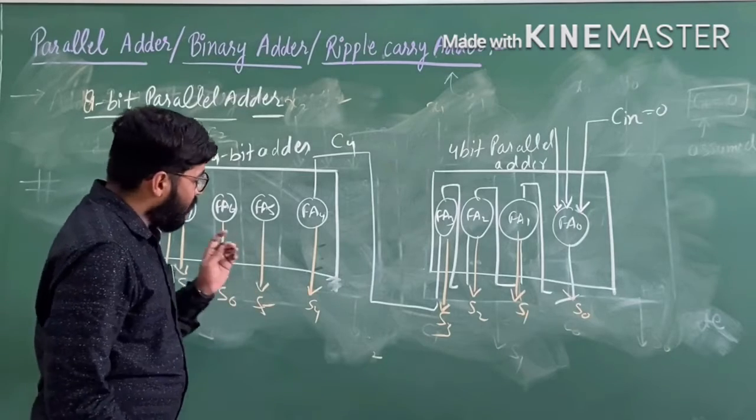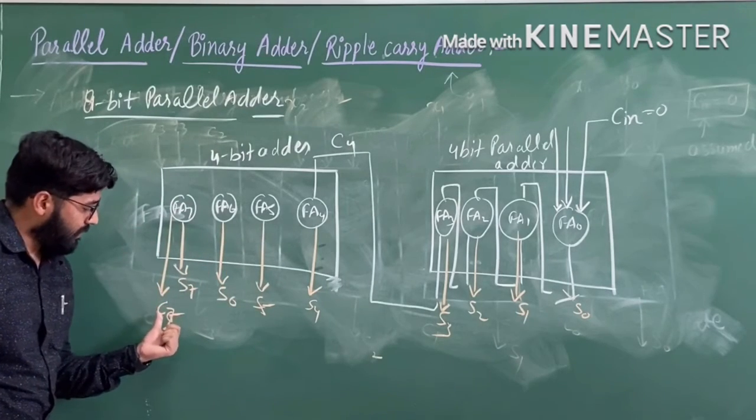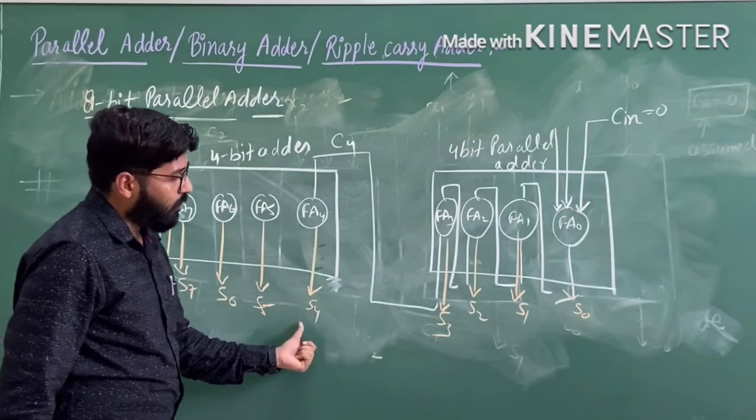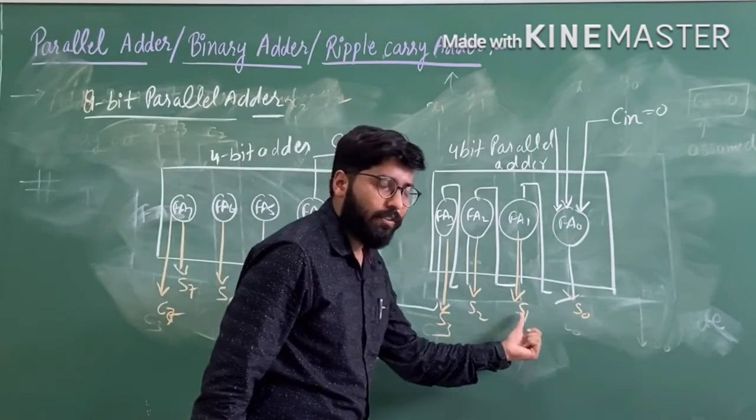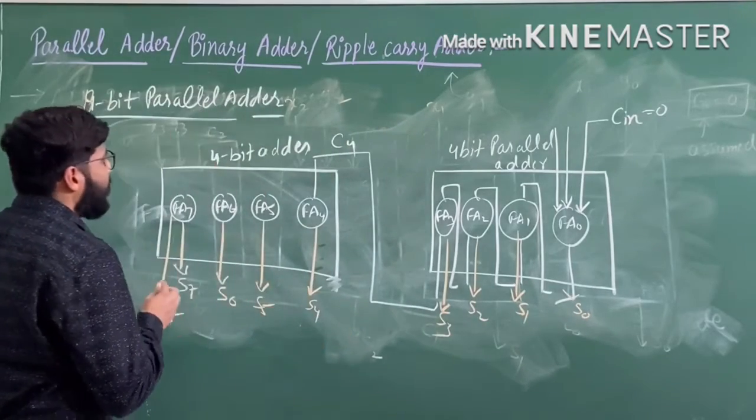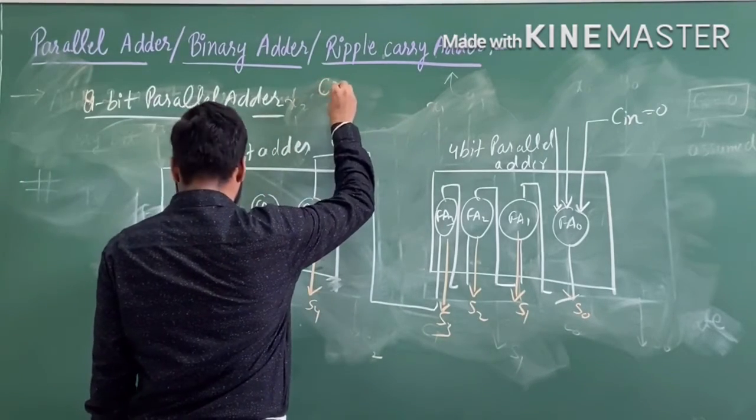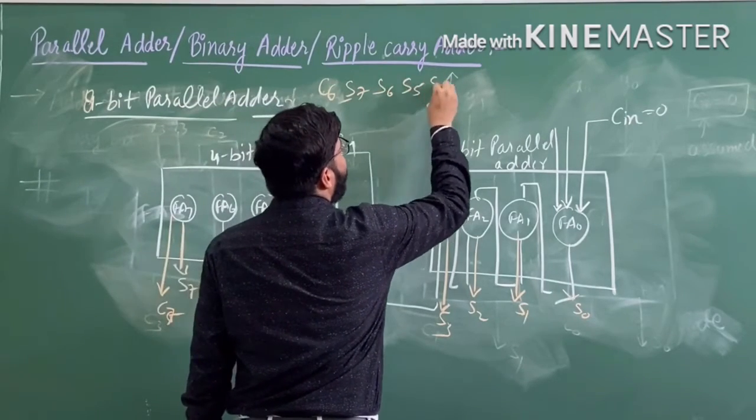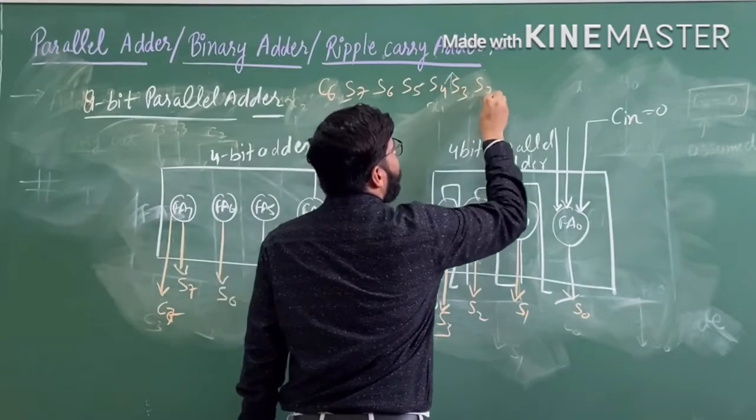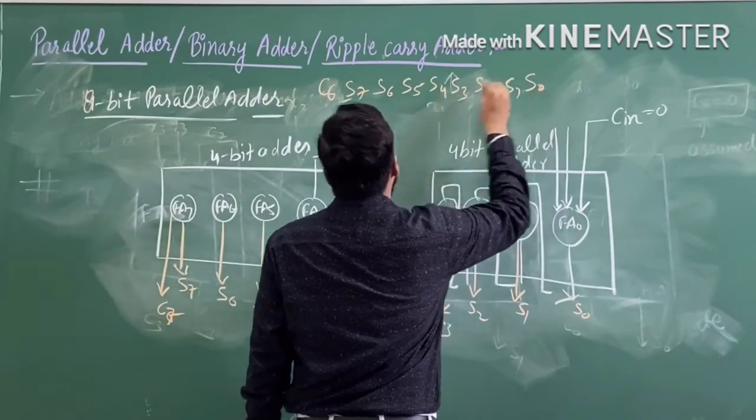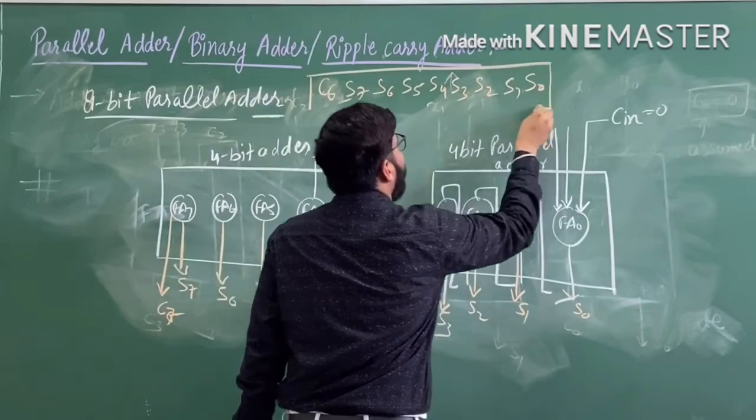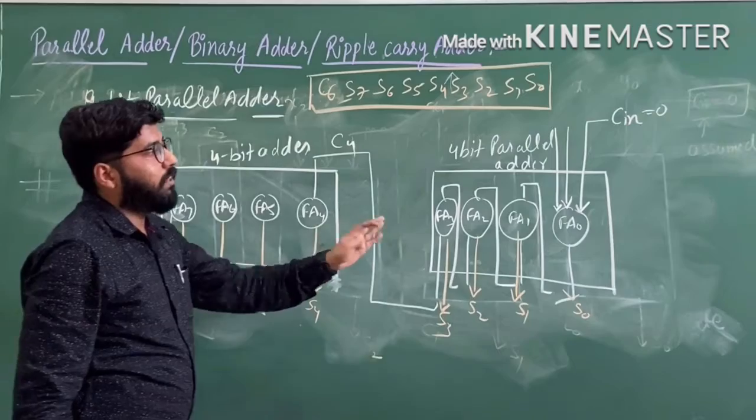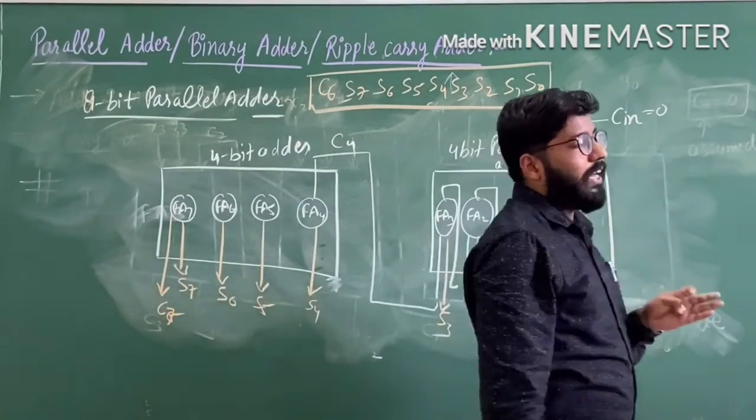Suppose we can do it like this. This is the final output, that is C7, S7, S6, S5, S4, S3, S2, S1, S0. This is the final output of the 8-bit parallel adder. With the help of 4-bit parallel adders we can design an 8-bit parallel adder.